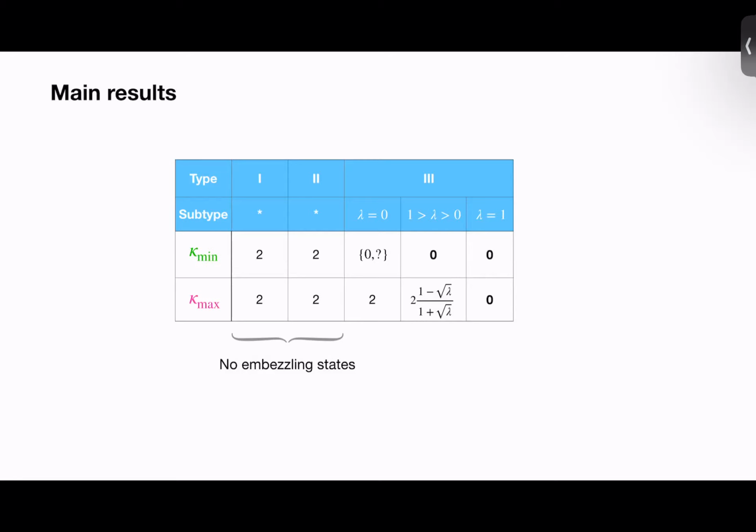For type 3, however, let's first look at lambda between 0 and 1. We see that kappa min is 0, so there are some embezzling states. And in fact, if you take lambda equal to 1, all states. So in the case that you have a type 3,1 von Neumann algebra, you find that all states are embezzling. Just to reiterate this, if you had a quantum system described by such a von Neumann algebra, then every single state on the system would be an embezzling state. So from every such single state, you can embezzle any state of any Schmidt rank to any precision.